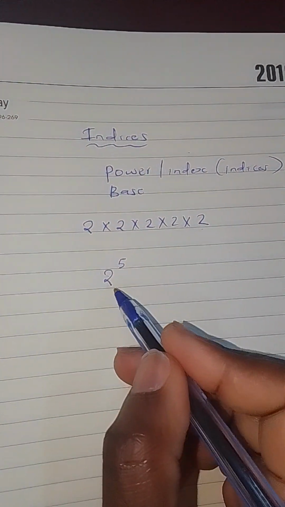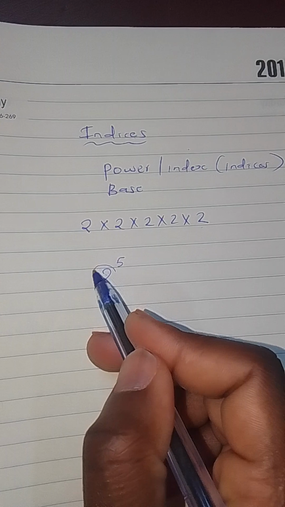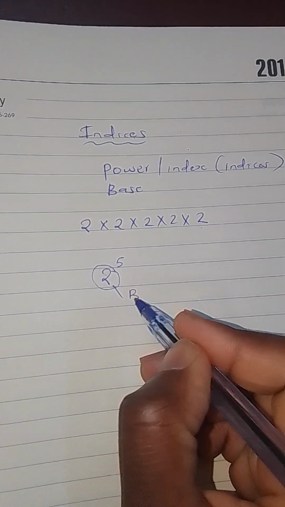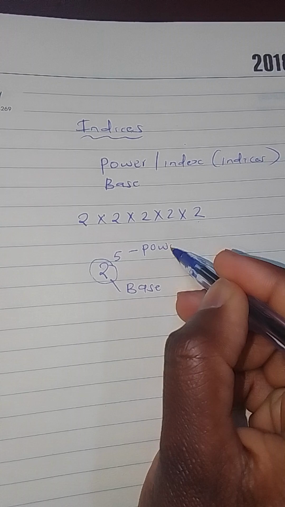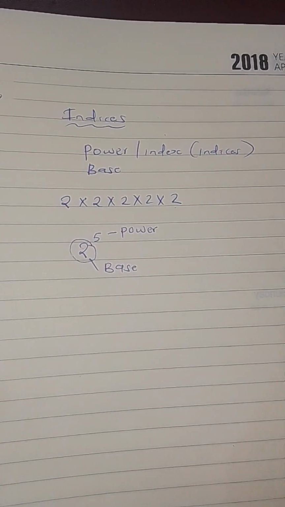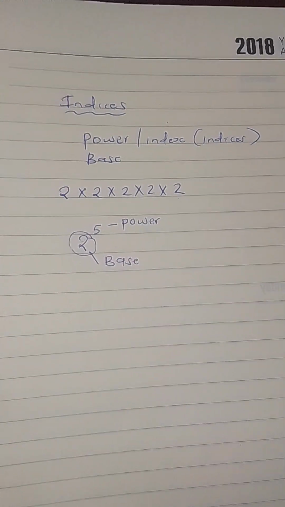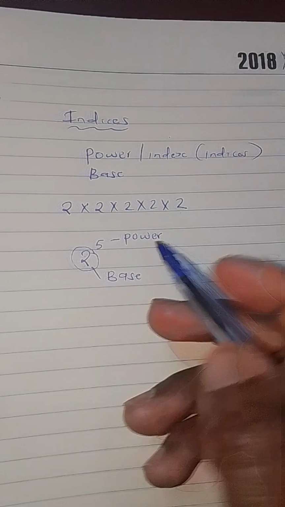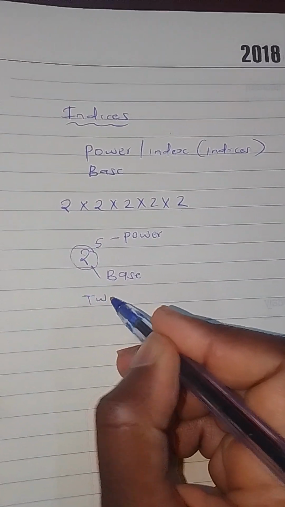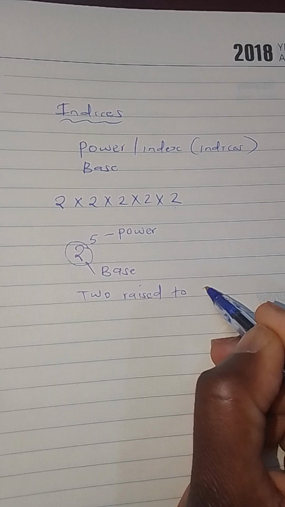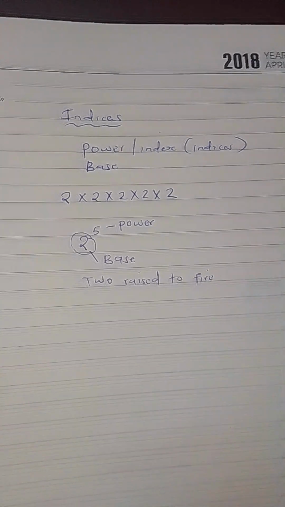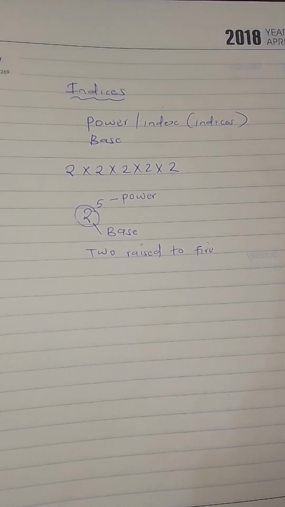So in this case 2 is the base and 5 is the power. How do we read these? We read these as 2 raised to 5. I hope you've gotten it.